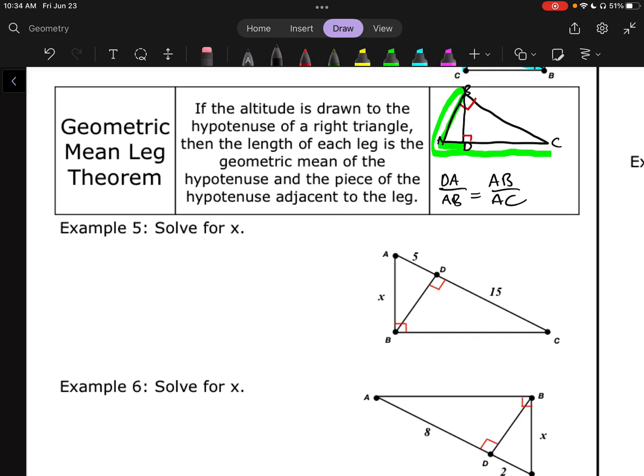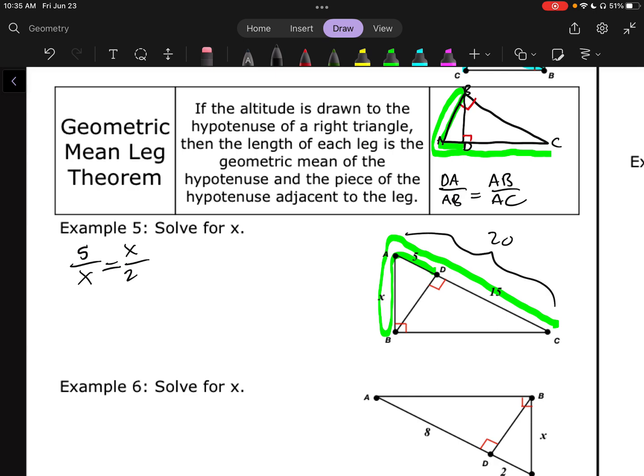right? So we're not going to be doing the previous theorem. This time we got to deal with the leg theorem. So 5 over x equals x over this whole thing. So that was 5 over x equals x over the whole thing there. 5 and 15 would be 20.